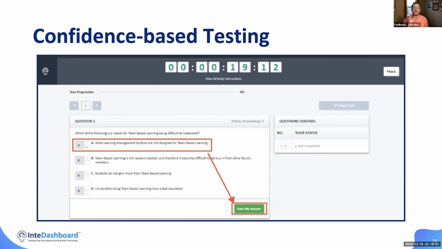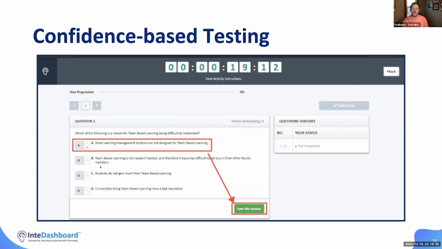The InteDashboard quiz taking platform is nothing special when you look at it from a student perspective, right? It is an online quiz platform. This is what the students see. They have a timer on the top. They have their questions. But what I want to really clue you into is that on the far left of this question, you'll notice that 4 next to the A.